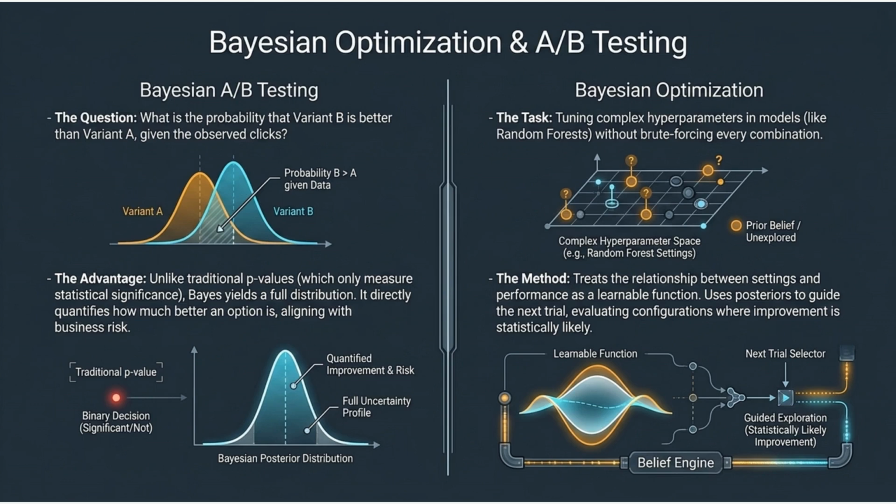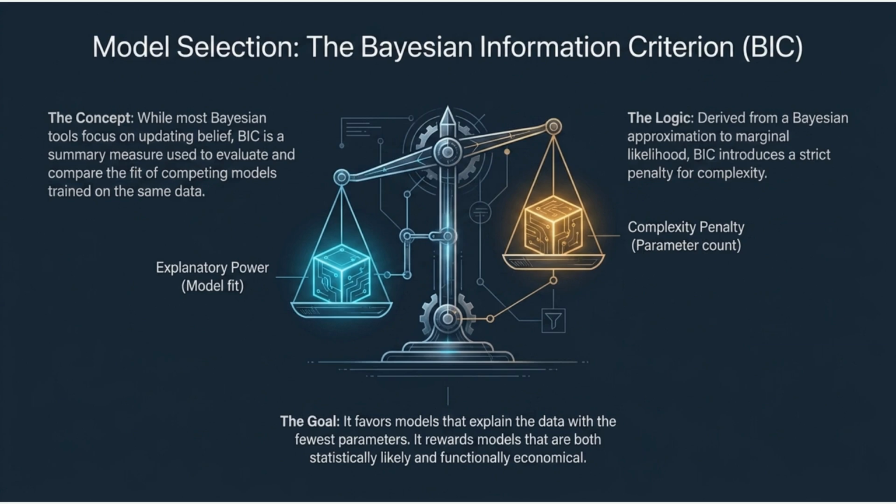Bayesian optimization and A/B testing. Traditional p-values give a binary significant or not. Bayes returns a full posterior distribution. Model selection with the Bayesian information criterion. BIC balances explanatory power against complexity penalty, parameter count. Derived from a Bayesian approximation to marginal likelihood, it favors models that fit data with the fewest parameters. Statistically likely and functionally economical, the scale tips toward simplicity unless extra parameters earn their keep.